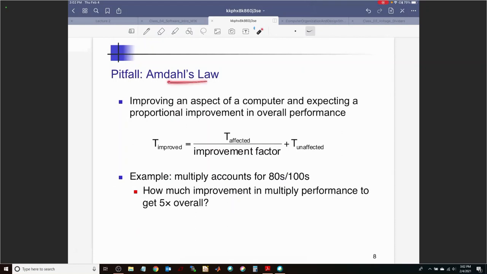Amdahl's law can be written in equation form: the time of the improved execution is equal to the time for which it is affected, divided by the improvement factor, plus the time for which it wasn't affected at all. If you improve a certain thing, you might not improve it for all the time, only for some affected time. It's better understood with this particular example.